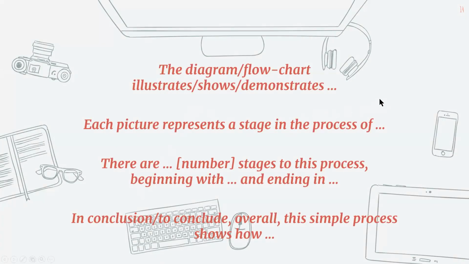These are some simple vocabulary, simple words and expressions you can use. The diagram, or maybe the flow chart, illustrates, shows, demonstrates, and there are other verbs that we'll be talking about later on. Each picture represents a stage in the process of something. There are maybe 4, 5, 6, 7, 8 stages to this process, beginning with a summary of the first step, and ending with the last step in the process.